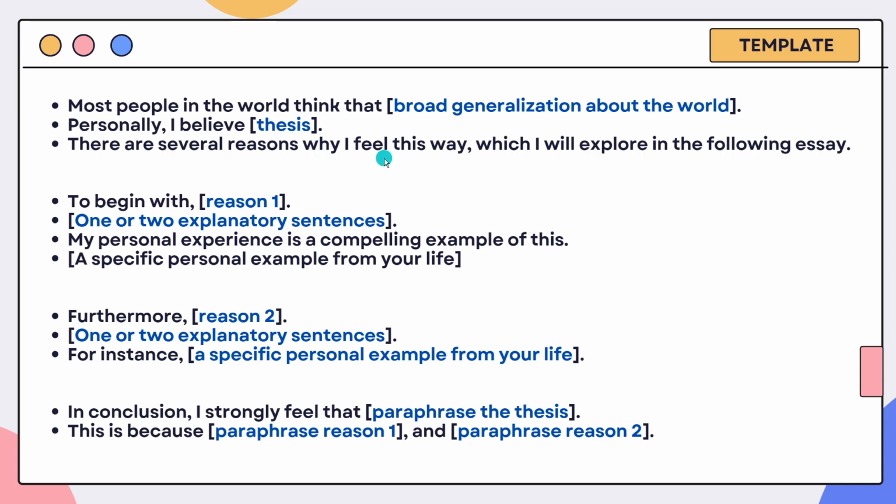And then you end it with some kind of transition. There are several reasons why I feel this way, which I will explore in the following essay. That's your introduction. It's going to be 3 sentences. You should probably spend about 4 minutes writing it.